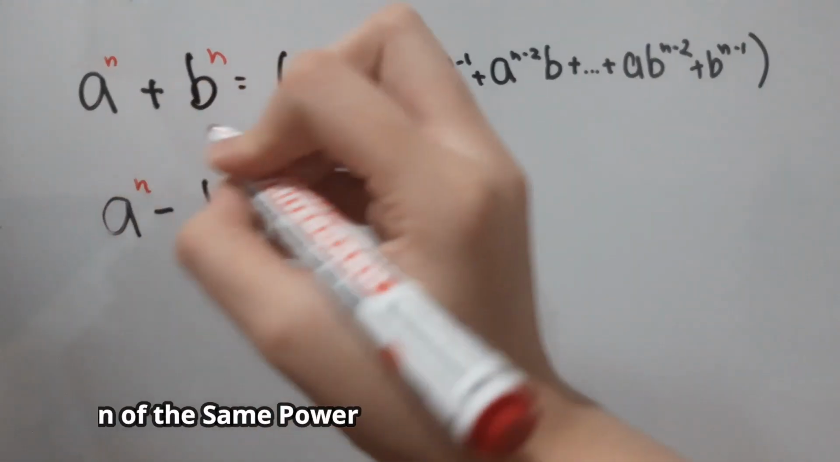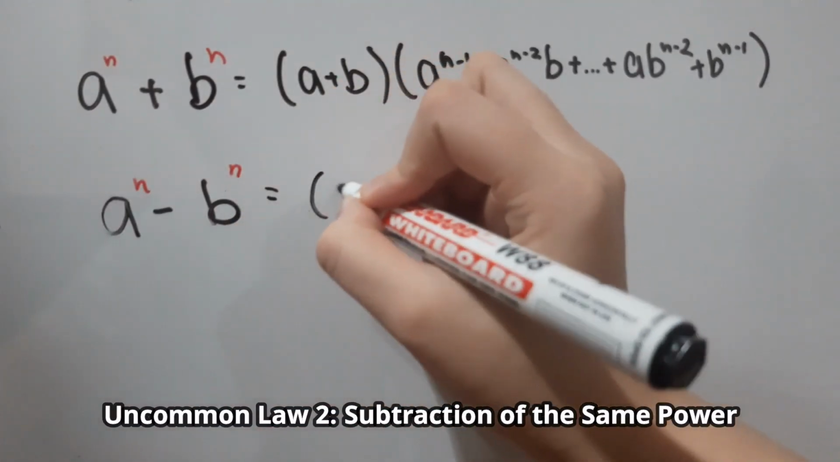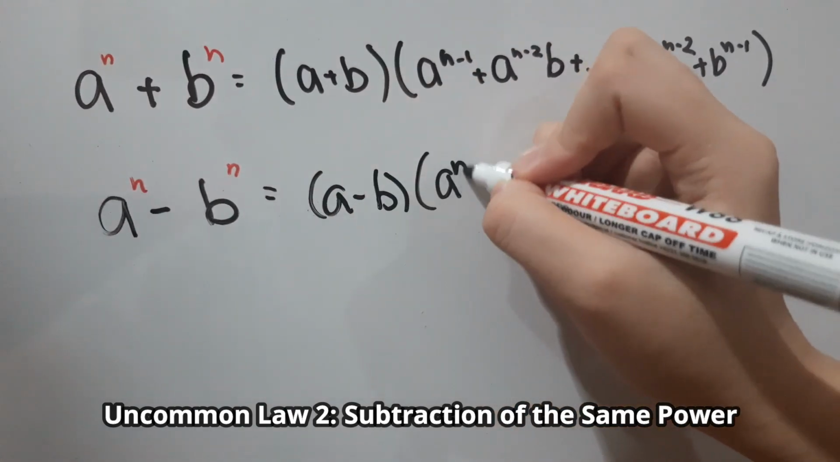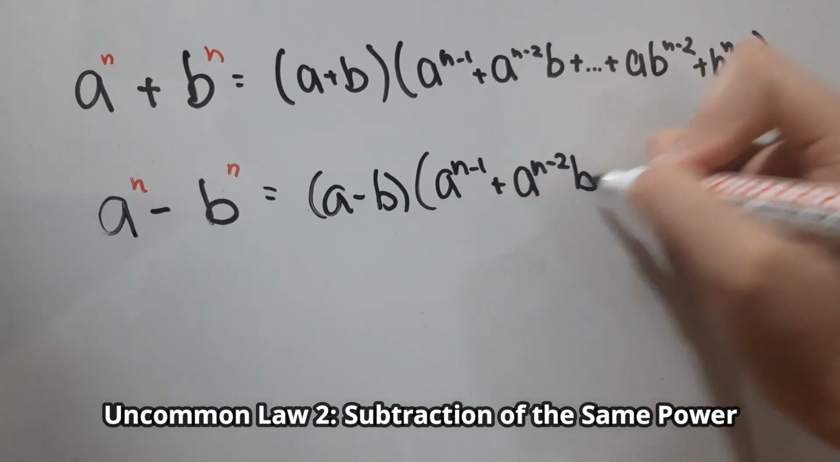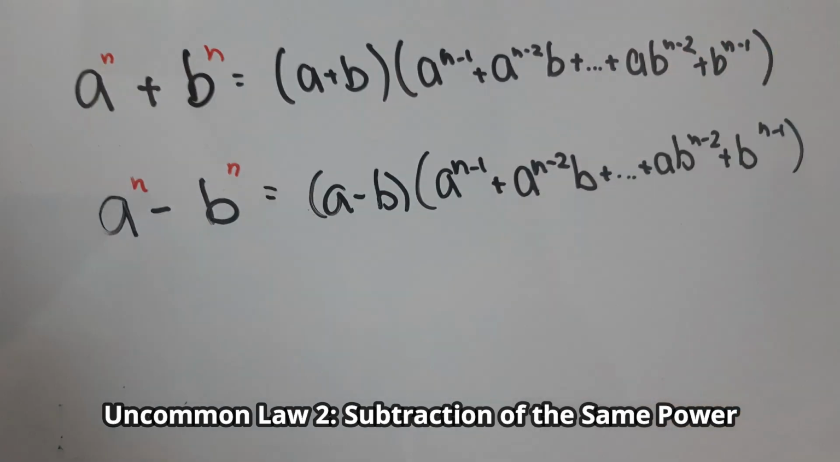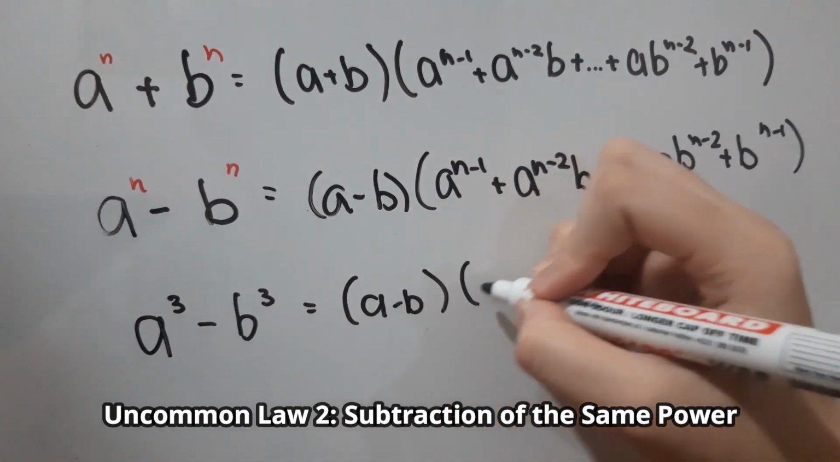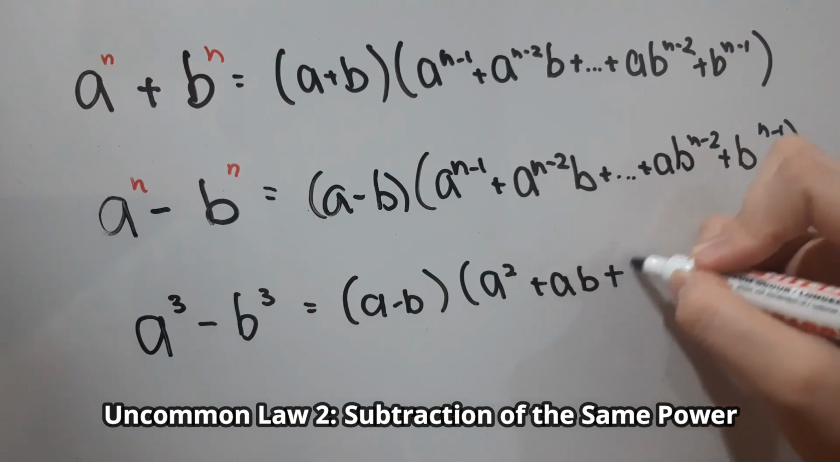Uncommon Law 2. Subtraction of the same power. Similar to addition of the same power, subtracting exponential expressions with the same power involves the same formula, but with the first parenthesis containing the difference of the two expressions, and the second parenthesis contains the same as addition with the same powers, but all terms are positive. An example of this is expanding a minus b cubed into a minus b, a squared plus ab plus b squared.